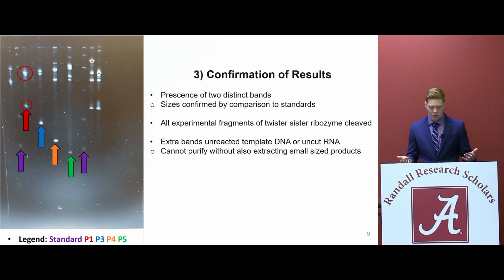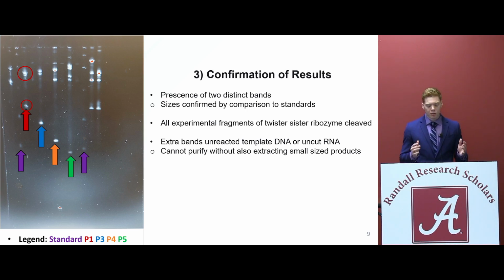transcription process. And as you can see from the P3, P4, and P5, represented by the arrows to the right, the blue, orange, and green arrows, they also have two distinct bands, showing that all fragments of our ribozyme were in fact cleaved. I'd also like to address some of the extra bands in this, some of the background.